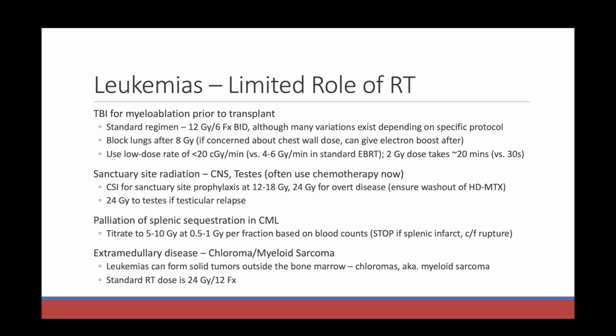And then finally, some patients with leukemias may present with extramedullary disease, where they actually form solid tumors outside of the bone marrow. And when these happen, these are known as chloromas, or you might also hear the term myeloid sarcoma. And the standard radiation dose for extramedullary disease with leukemia is 24 gray and 12 fractions.